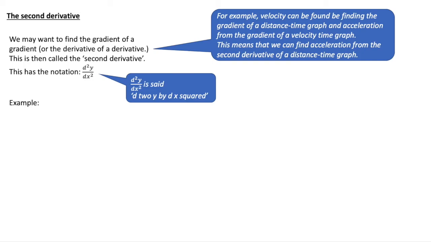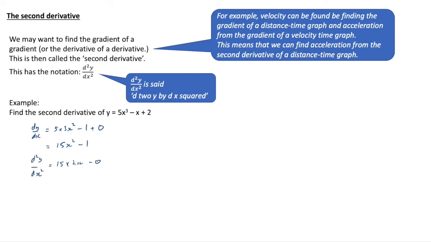So let's have a look at an example. Find the second derivative of y equals 5x cubed minus x plus 2. So if we differentiate, we have our 5, and then for the x cubed we bring the 3 down and subtract 1 from the 3, which gives us 3x squared. The minus x differentiates just to minus 1, and the plus 2 differentiates to 0. So tidying up, that gives us 15x squared minus 1.